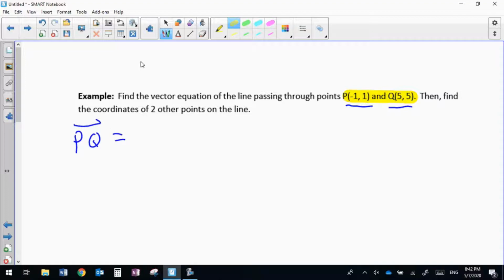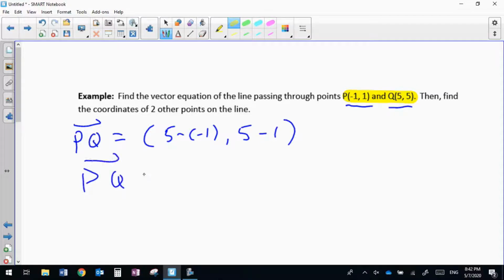We haven't done this in a while, but remember how to find the vector from P to Q. I've said that wrong, pardon me. You subtract components to get the vector that goes from P to Q. So the first one will be 5 subtract -1. And the second component will be 5 subtract 1. So that PQ, the vector joining P to Q, is 6, 4.